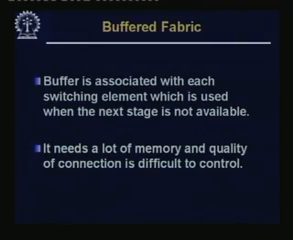So, one is that we have the buffer at the input, and the buffer at the output. Now, the buffer may be distributed in between or all over the fabric. The buffer is associated with each switching element which is used when the next stage is not available. It needs a lot of memory, and quality of connection is difficult to control. The point is that if throughout the switching fabric you have distributed buffers, it is very difficult to have any kind of policy about priorities etc. So, the switches will handle it any way they can. We cannot really have a policy which holds over all the buffers, because we do not have any processing capability over there, it is just a buffer and a switch.